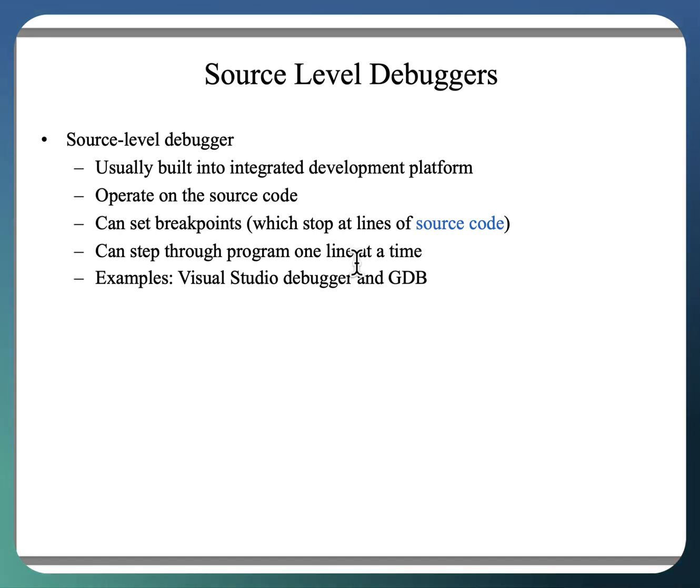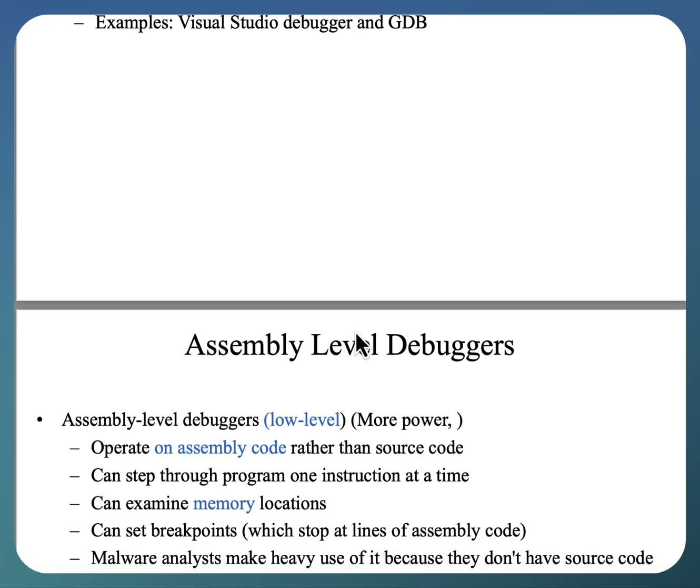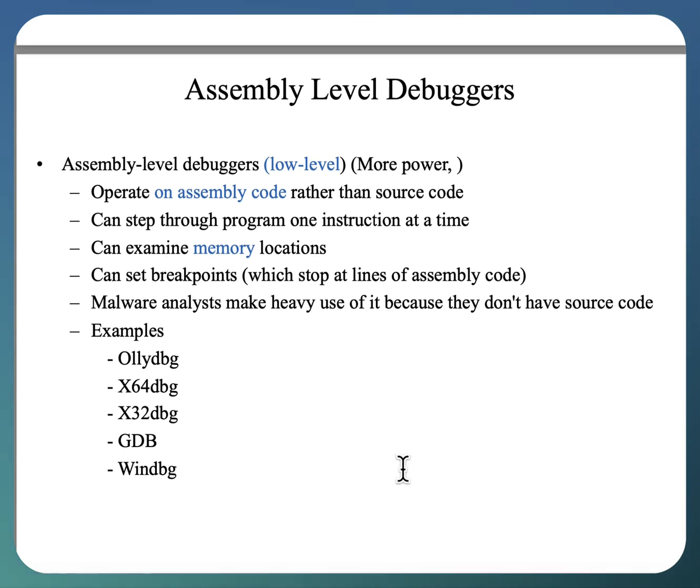Now the difference here is that a source level debugger requires you to have access to the source code of that application. Whereas with an assembly level debugger, which is what we are going to do, you do not have access to the source code, but you do have access to the application itself.